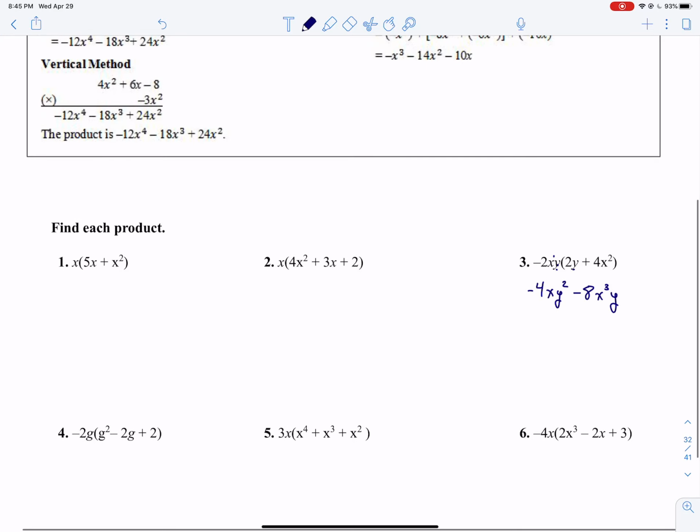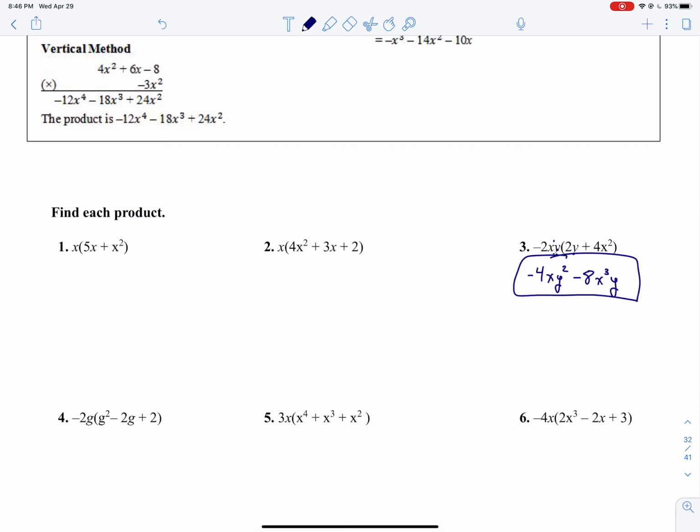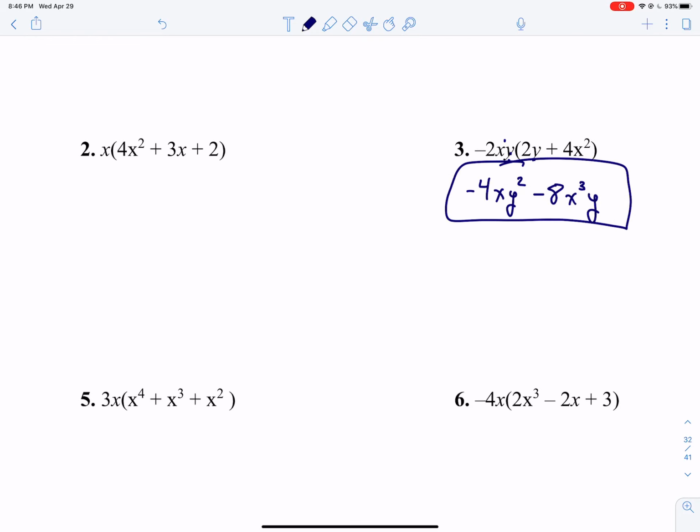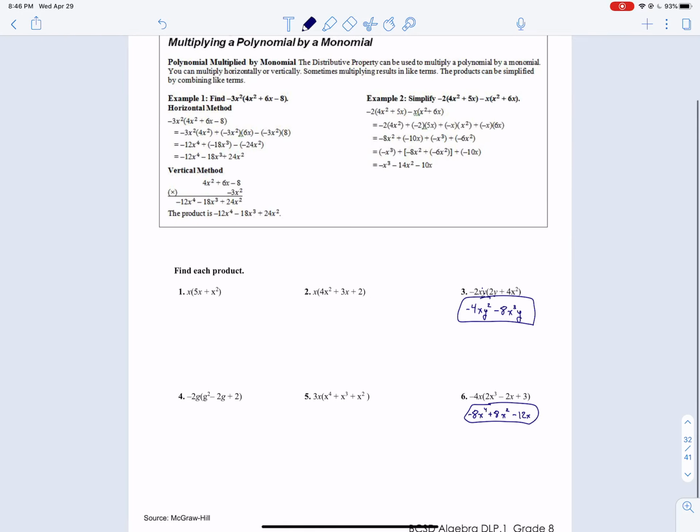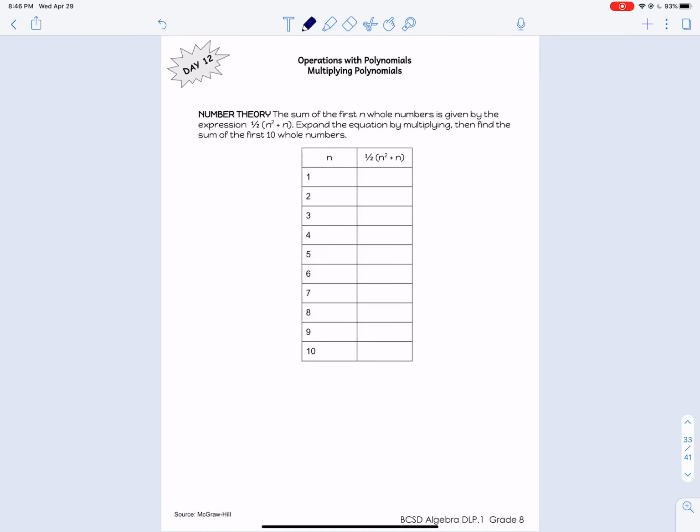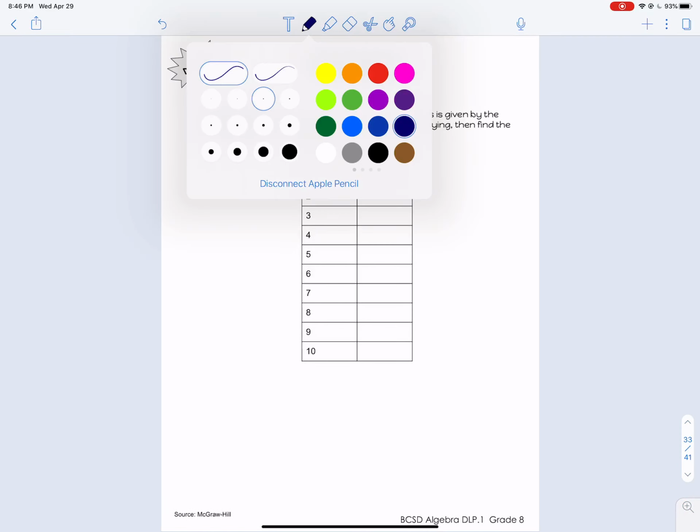The other ones, there's one variable, so you don't have 2 variables like we just did. I'll do one more, number 6. So I have negative 4x times 2x cubed. We get negative 8x to the 4th. Then negative 4x times negative 2x, we get positive 8x squared. Then negative 4x times 3 is negative 12x. Again, we're just simplifying, we're not solving. All right, next thing.